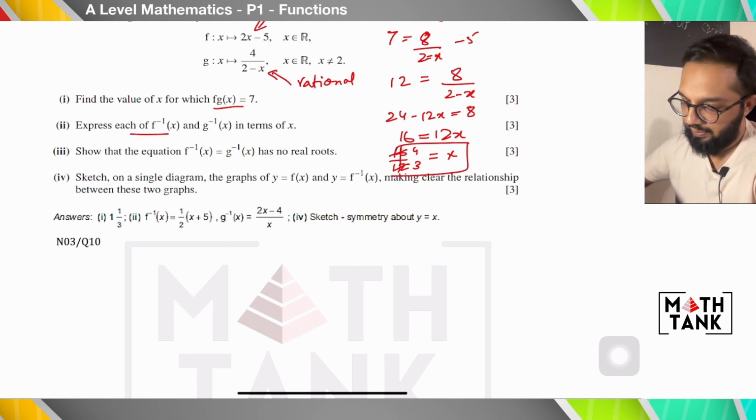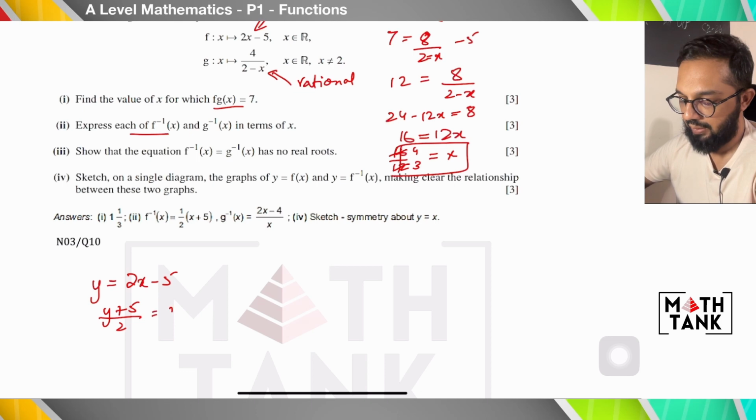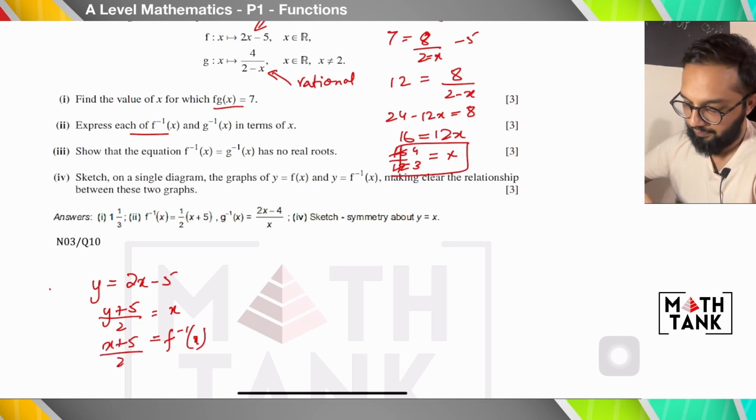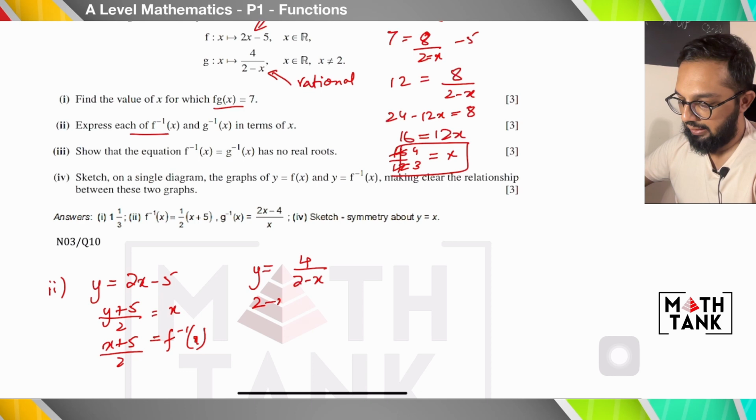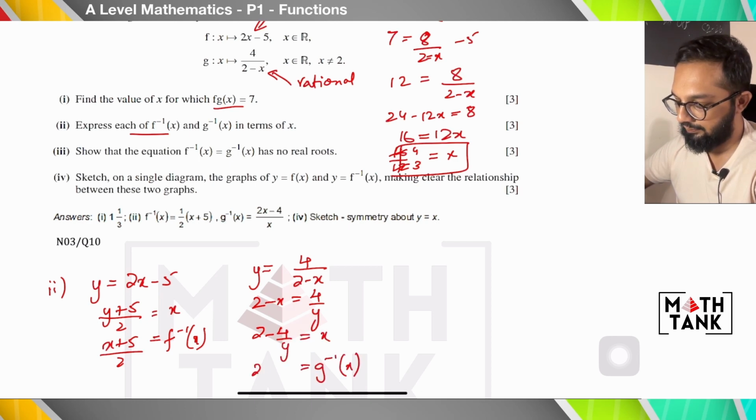Then it says express f inverse and g inverse both in terms of x. That's simple, I think. So y plus 5 divided by 2 should give you x, and that's f inverse of x, x plus 5 over 2. Then g inverse is also simple. y equals 4 over 2 minus x. 2 minus x equals 4 over y. 2 minus 4 over y equals x. So g inverse of x is 2 minus 4 over x.